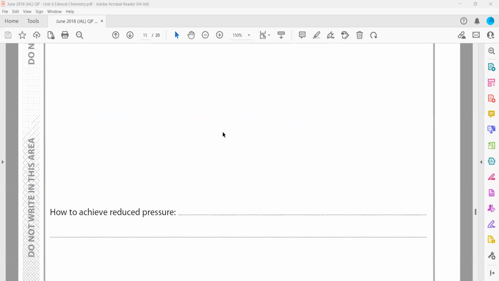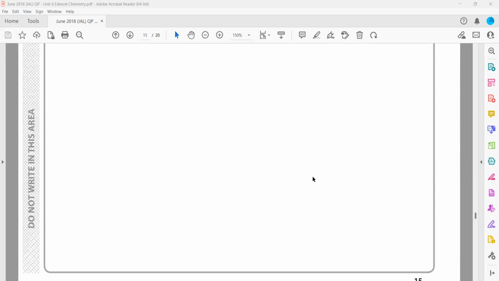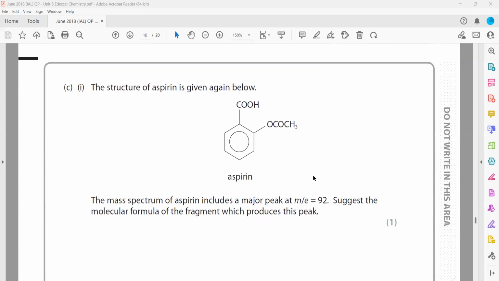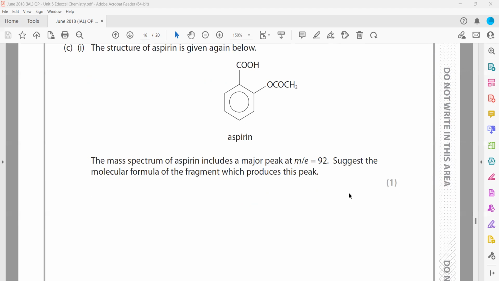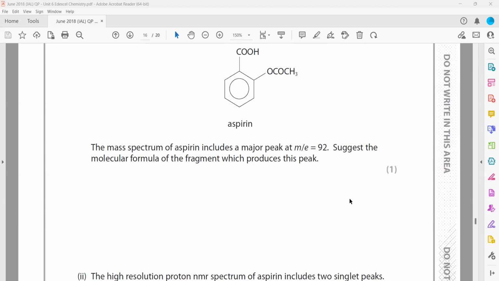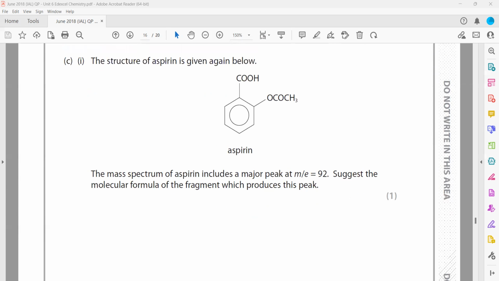Then how to achieve a reduced pressure: by connecting a pump, you can mention. We reduce the pressure. In C1, the structure of aspirin is there. The mass spectrum suggests the molecular formula for the fragment which produces this peak. For example, in a mass spectrometer, when it loses any molecule, this will result in the formation of different fragments.